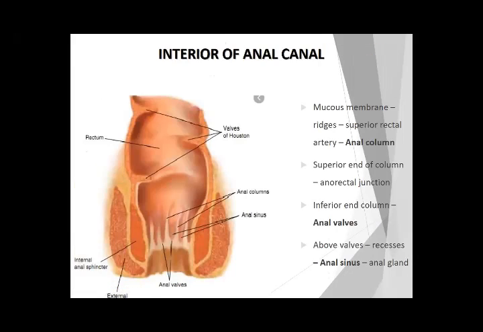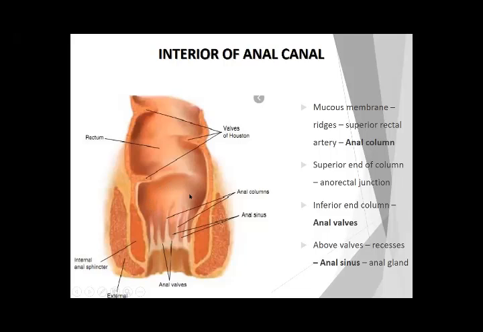Okay, now let's do the interior of the anal canal. What do you see on the inside? Now, I hope you remember that these were your rectal valves, the three rectal valves of Houston. Now, below these valves start the anal canal. This is the ampulla. When the ampulla narrows, the anal canal starts.